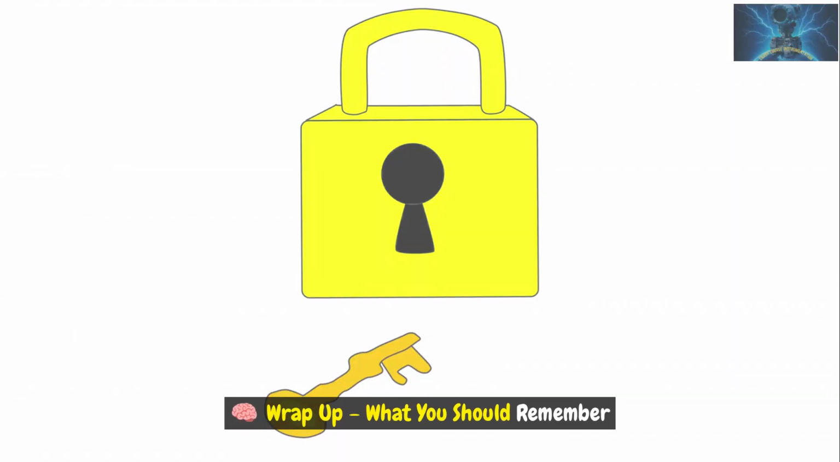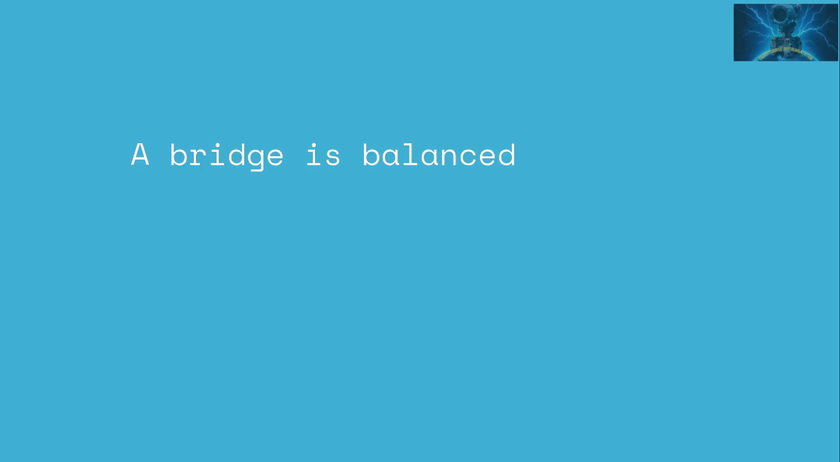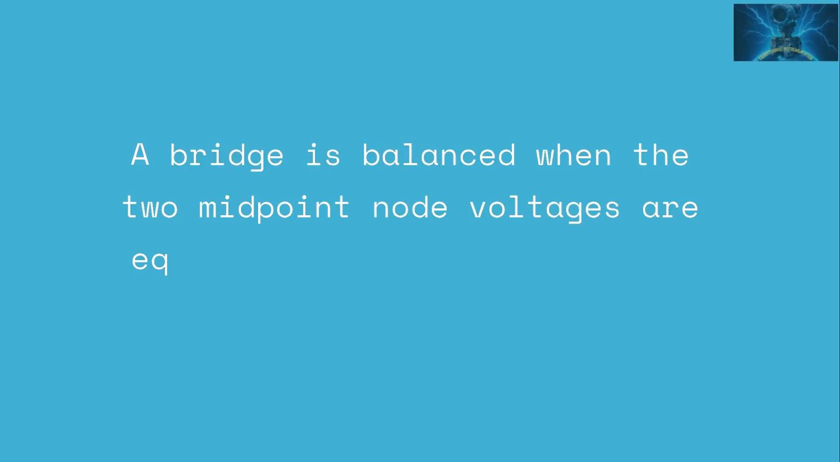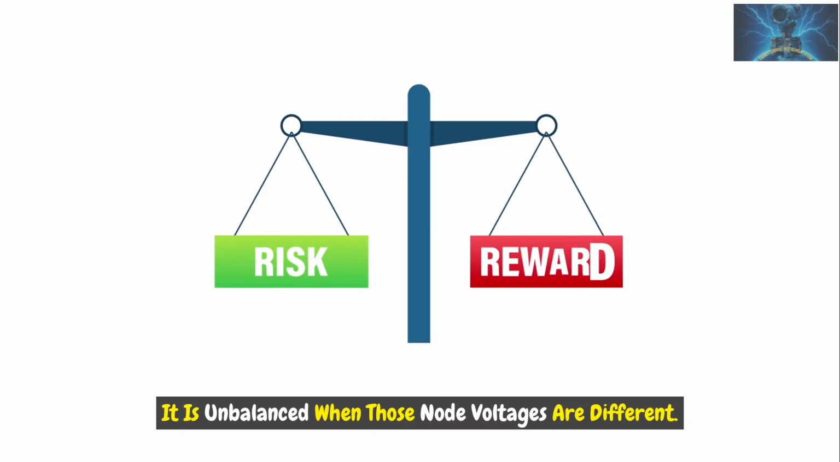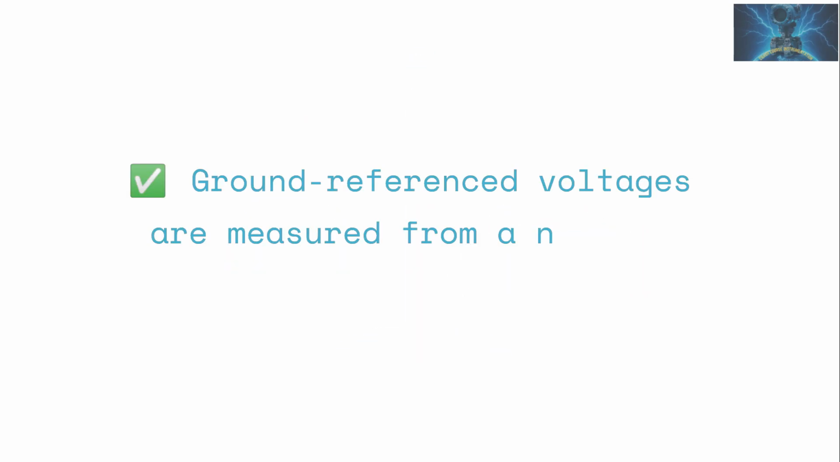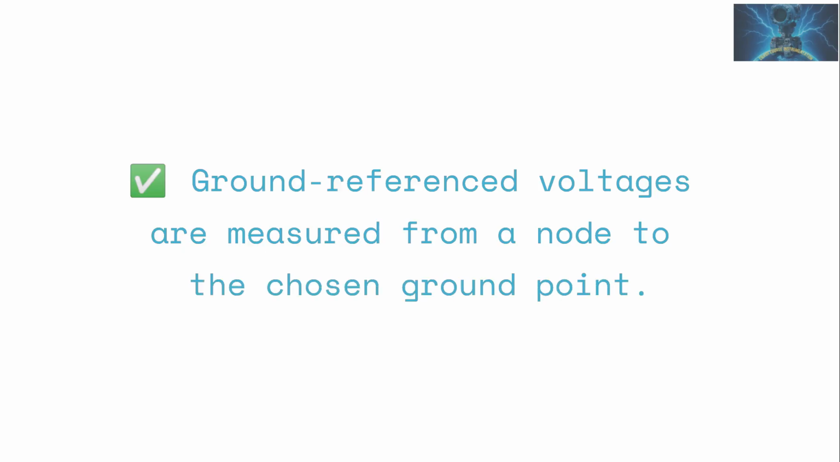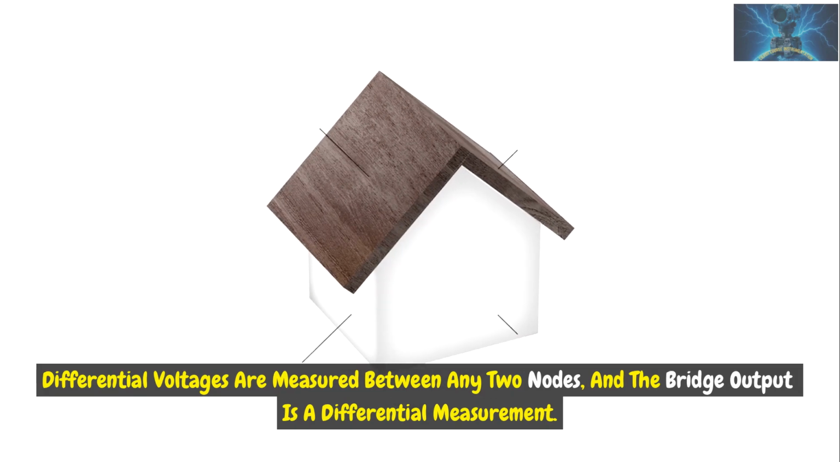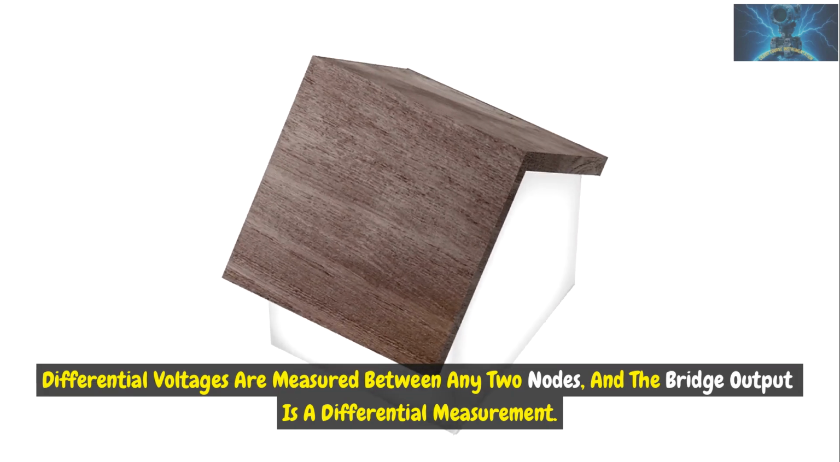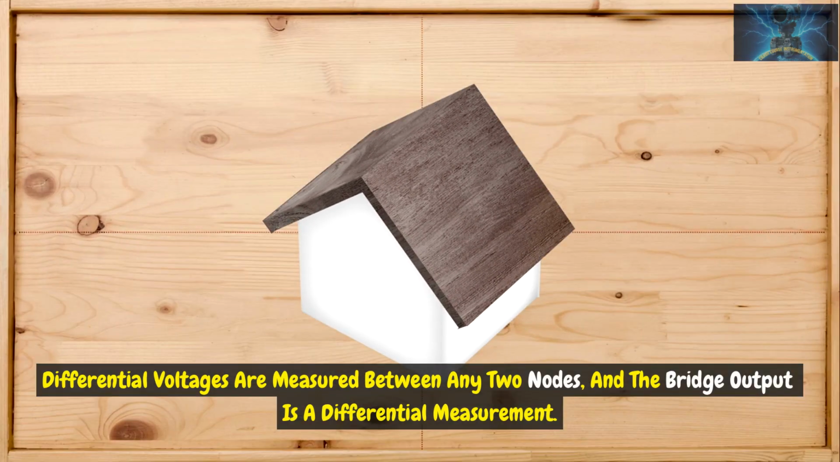Wrap up. What you should remember: a bridge is balanced when the two midpoint node voltages are equal, giving a bridge output of 0. It is unbalanced when those node voltages are different. Ground referenced voltages are measured from a node to the chosen ground point. Differential voltages are measured between any two nodes, and the bridge output is a differential measurement.